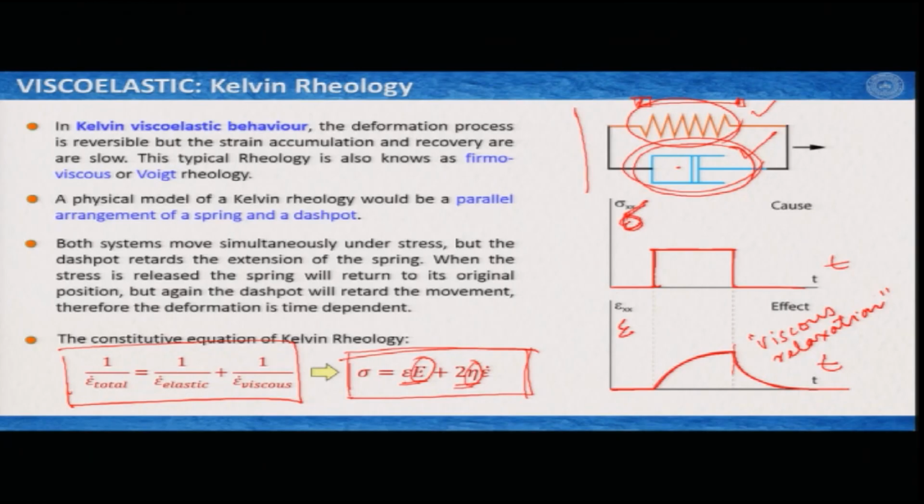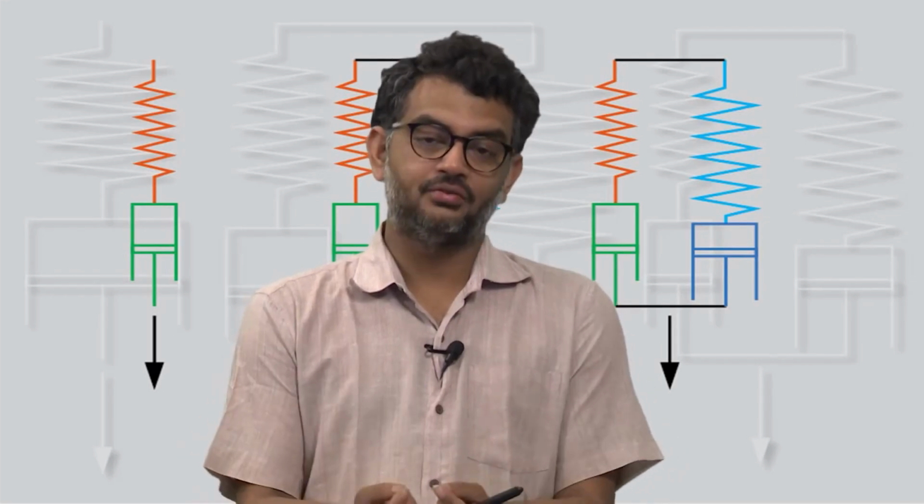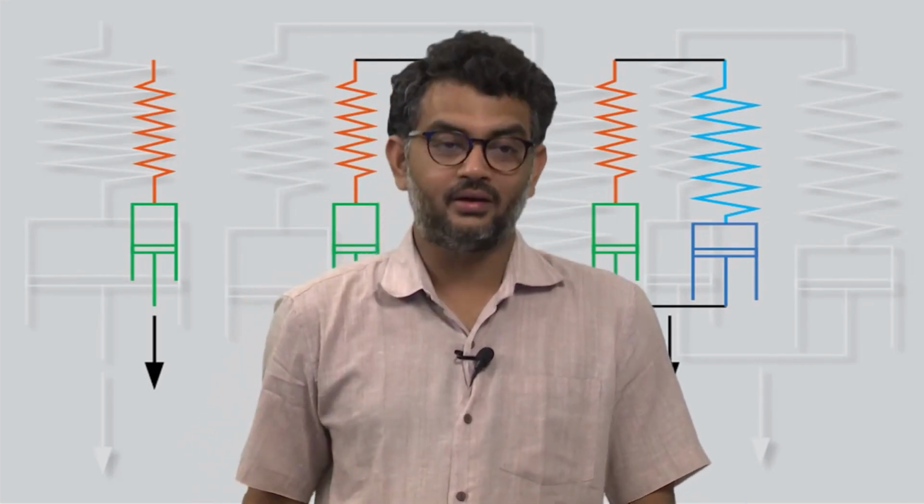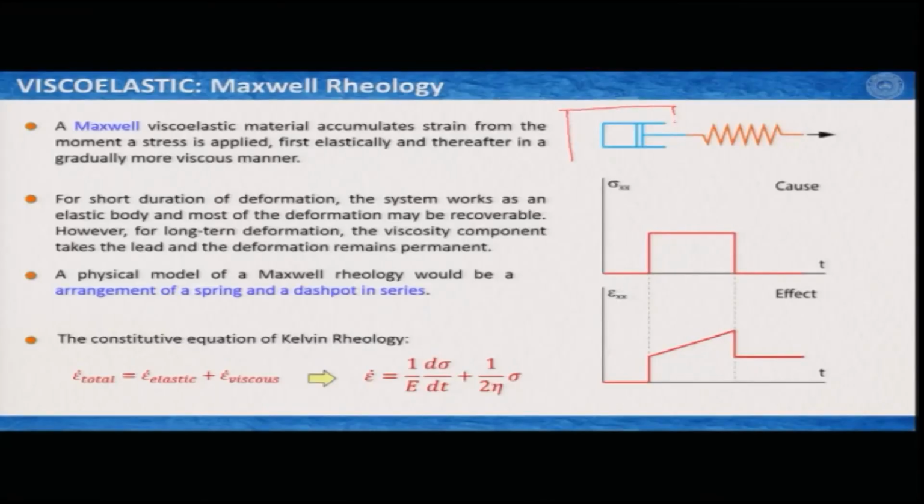What would happen if we add these elastic and viscous elements in series instead of parallel? Then what we get is known as Maxwell rheology. Here we have the viscous element, here we have the elastic element, and they are added in series. A Maxwell viscoelastic material accumulates strain from the moment a stress is applied, because this spring can deform independently. The deformation of the spring does not initially depend on the deformation of this viscous element, right.